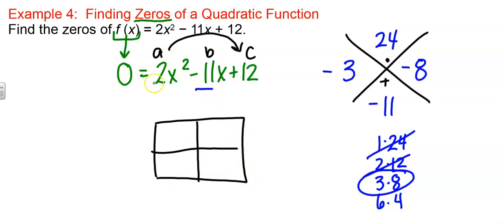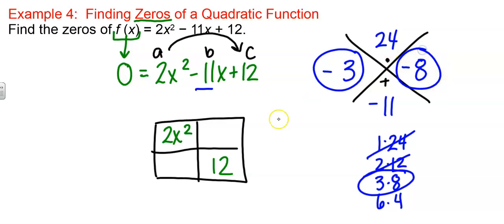Your ax squared always goes in the top left. 2x squared goes here. C always goes in the bottom right. Then your two numbers, negative 3 and negative 8, get thrown in the diagonals, but give them an x. So negative 3x and negative 8x.